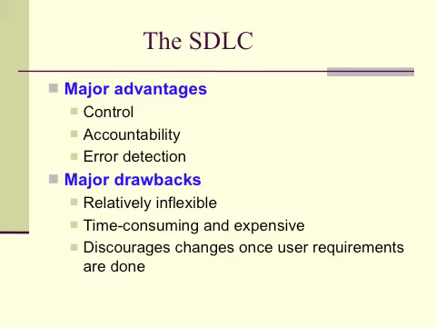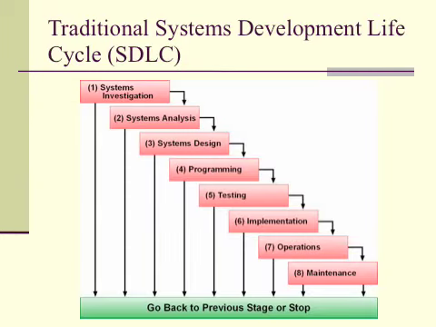Major flaws or drawbacks: it's very inflexible, it's time-consuming, expensive, and it discourages changes once user requirements are done. Now let's look back at this. Let's say that in your systems investigation and analysis you determine what your users' needs are, but by the time you get down to step 6 of implementation, those user needs have changed. The market's changed, the products have changed, the customers have changed.